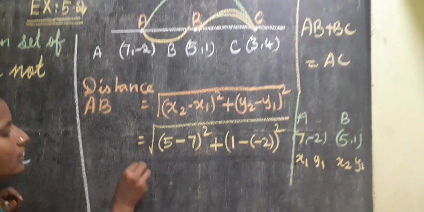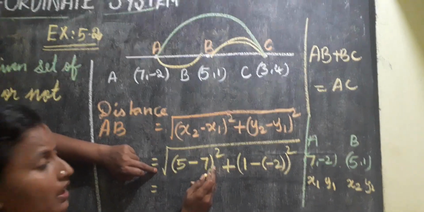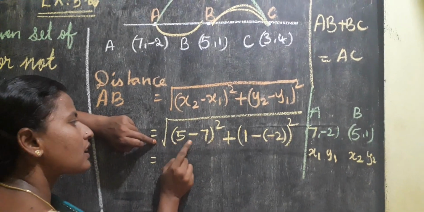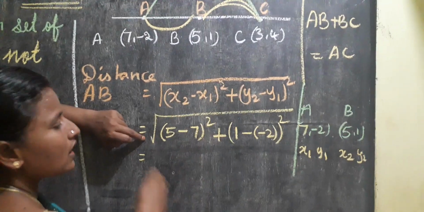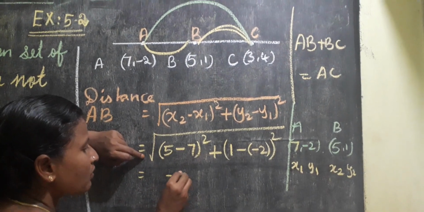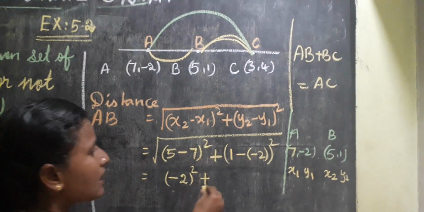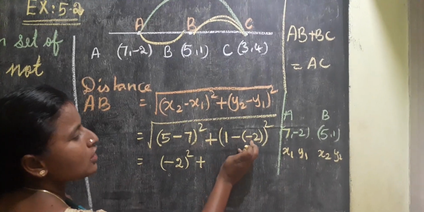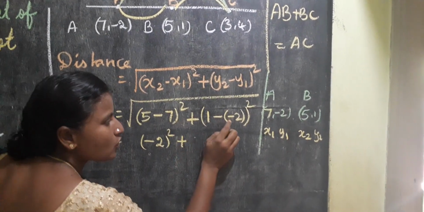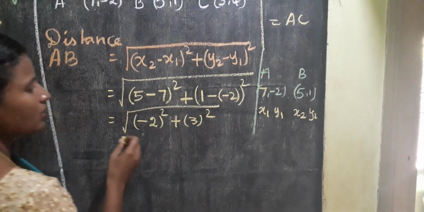Next, 5 minus 7 whole square. 5 minus 7 means different signs, subtract, and put the greater number's sign. 5 minus 7 means subtract, which is 2, and the greater number's sign is minus, so minus 2 whole square. And then plus, 1 minus minus 2. Minus of minus is plus. So 1 plus 2 is 3. The square root of 3 whole square.